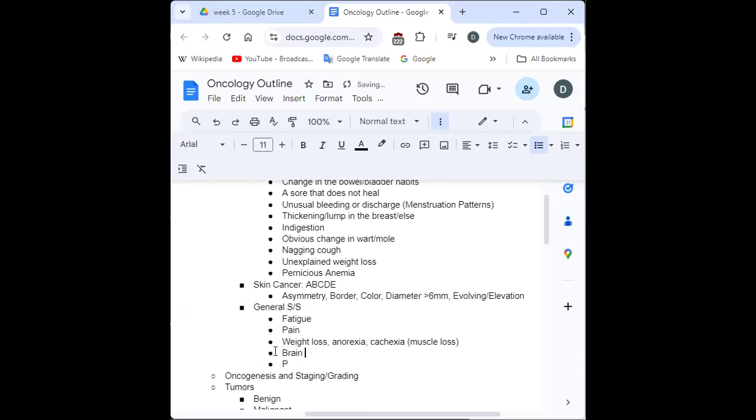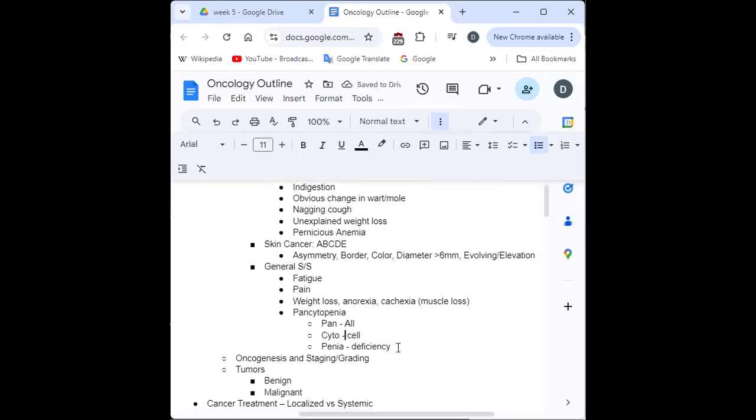Keep the good stuff coming. Brain fog can also be associated with chemo as well. Yeah, exactly. So what is the one word that starts with a P that incorporates, yeah. Pancytopenia. So break it down. Pan meaning all, like Pangea. Cyto meaning cell. Penia meaning deficiency of. Keep that in mind. You'll see this one referenced a lot in this chapter.